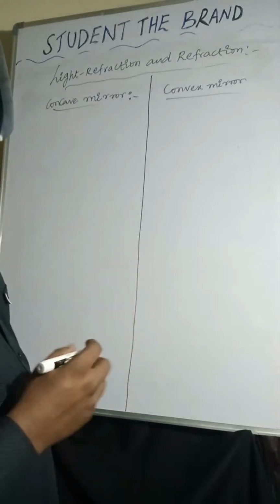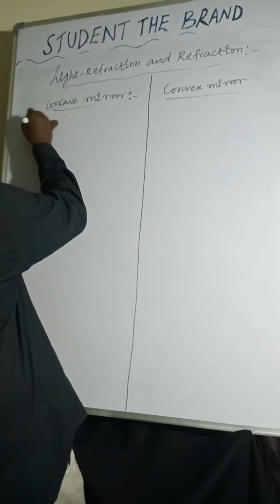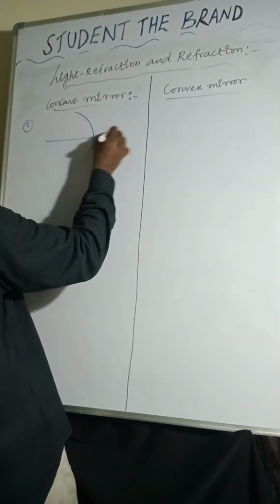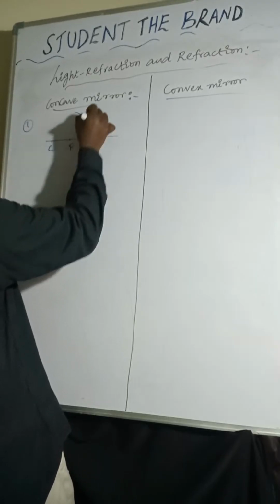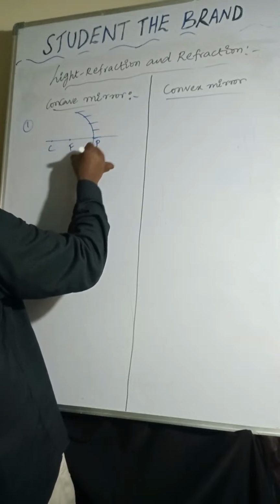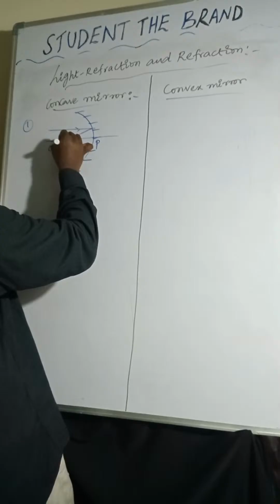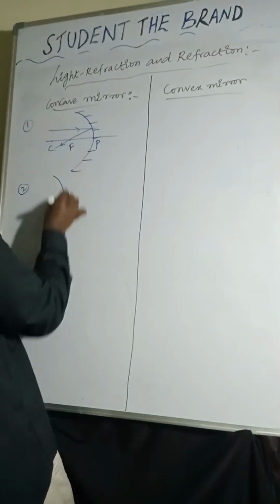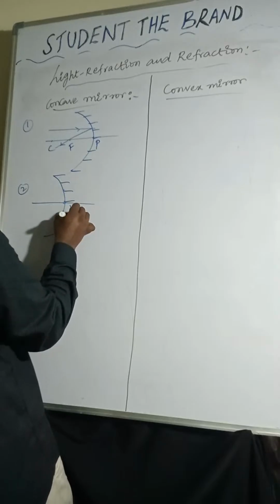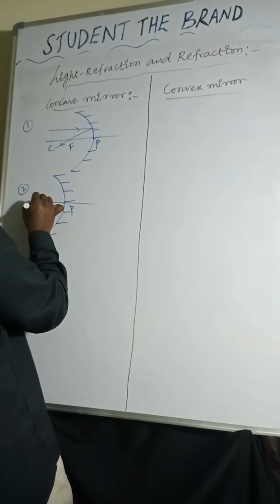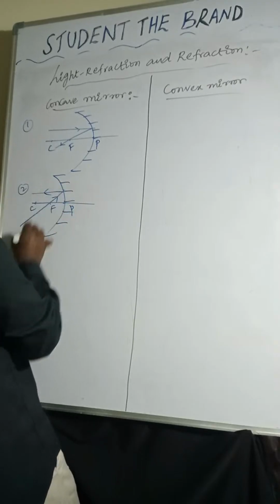First, I am taking the concave mirror, with the pole, focus, and center of curvature. After reflection, light rays are moving through the focus. Coming to the second, light rays passing through the focus, after reflection, move towards infinity.